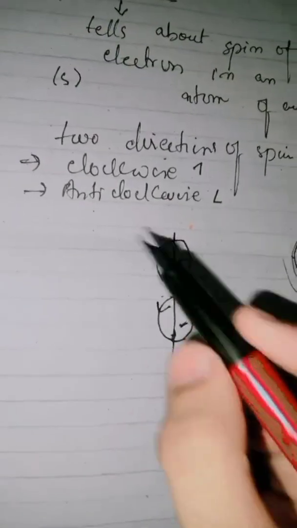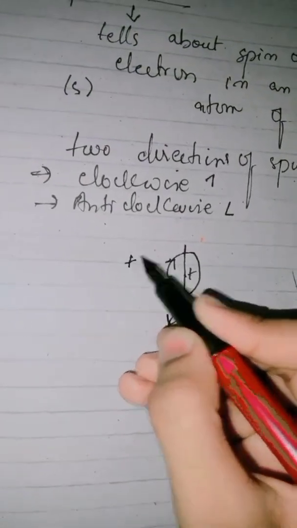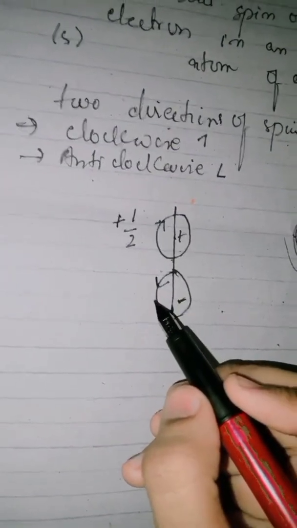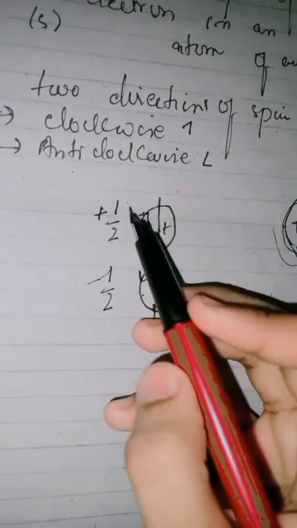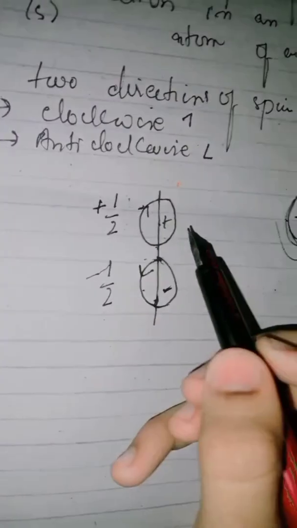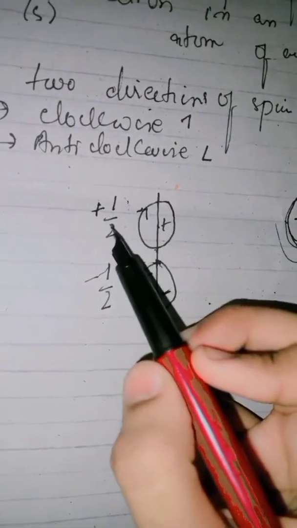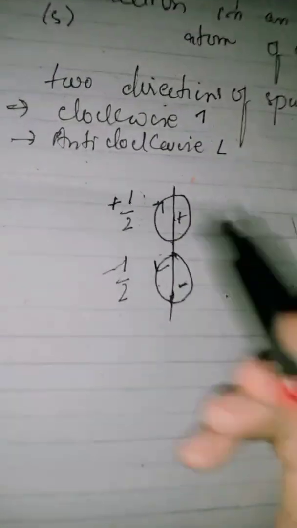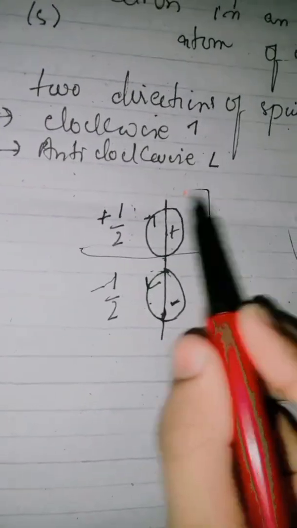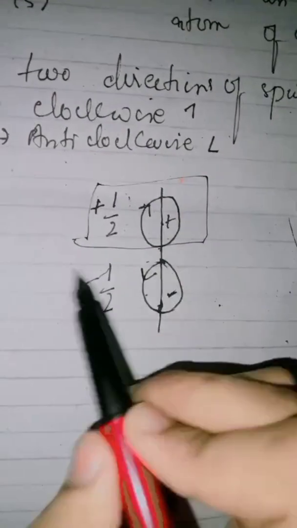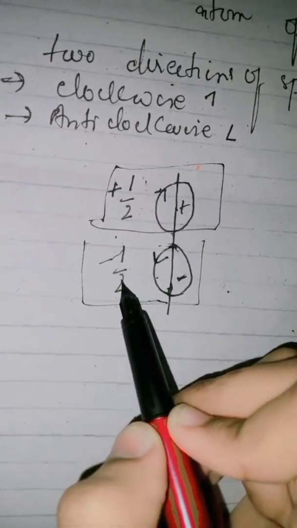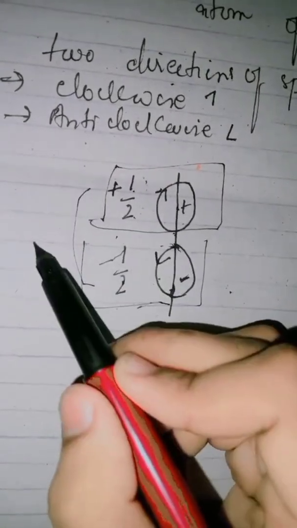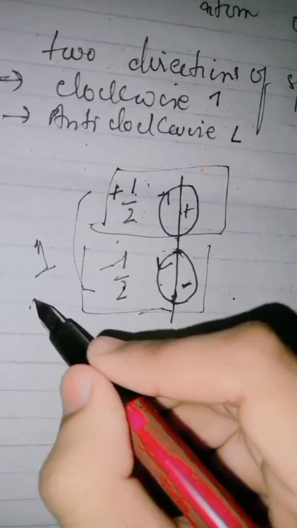Clockwise is equal to positive 1/2, and anti-clockwise is equal to minus 1/2. Why, when they have one electron, are they 1 upon 2? This is actually the half orbital, and this is actually the half orbital. That's why we write 1 upon 2 and 1 upon 2, and totally we get one orbital.